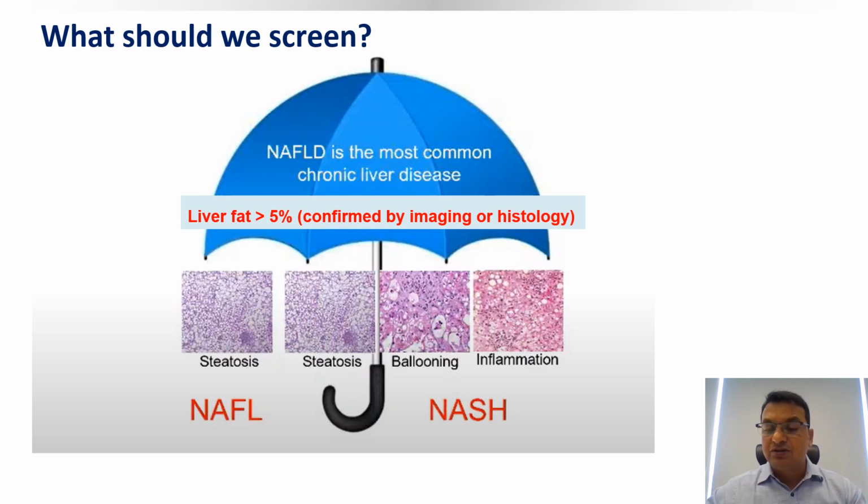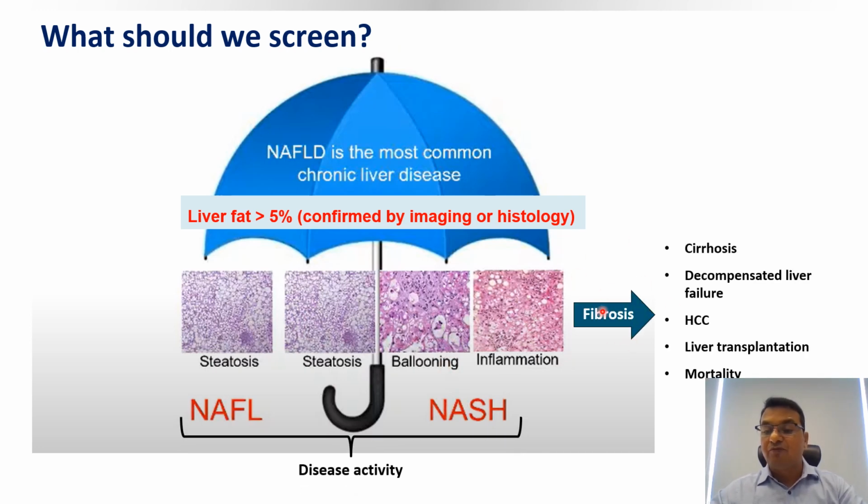Now the question is, what should we screen? Should we screen the amount of fat deposition in the liver, or the presence of inflammation or liver injury, or should we screen for the presence of fibrosis? The data and the guidelines suggest that we must screen the grading of fibrosis in our routine clinical practice in all those high risk people having metabolic disorder.